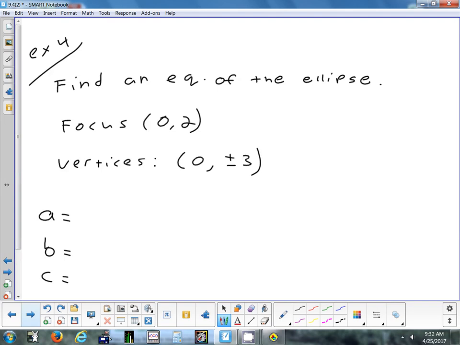The center. Right? If you want to find A, B, and C, A, B, and C is the distance from the center to something. We don't have the center. But I said earlier that the center is basically the midpoint. Okay? So if you drew your vertices, call that V1 and V2, the center is the midpoint of the segment between V1 and V2. So where would the center be here? The center is 0, 0.